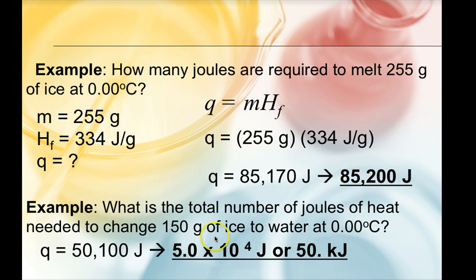Notice it could be in scientific notation, or we could change it to kilojoules. So for kilojoules, you'd take the decimal, which is here, and move it 3 places to the left. That would be 50.1 kilojoules, or just 50. So that is the heat of fusion of ice.